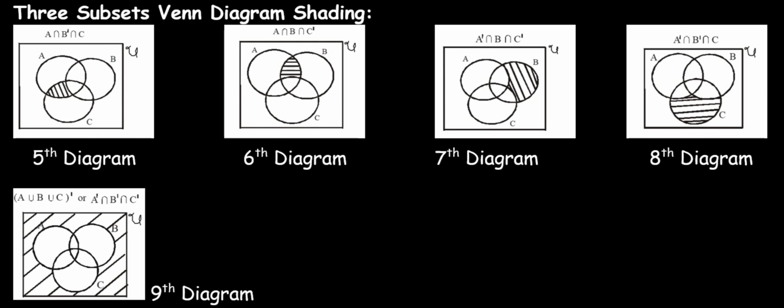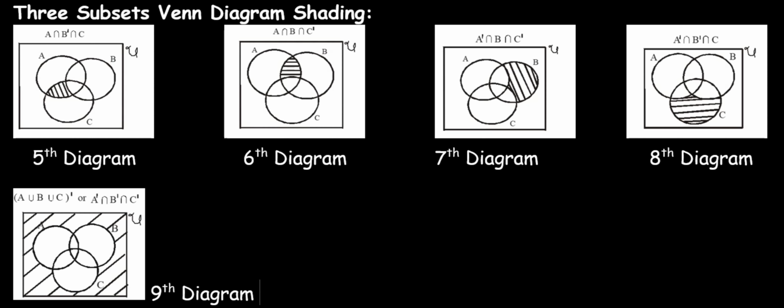Then the eighth diagram there, you have A prime intersection B prime intersection C shaded. Now, because of the A that is prime or complemented and B that is complemented, you avoid the A and B circles and you shade that of C only. And the other name for this is C only being shaded.